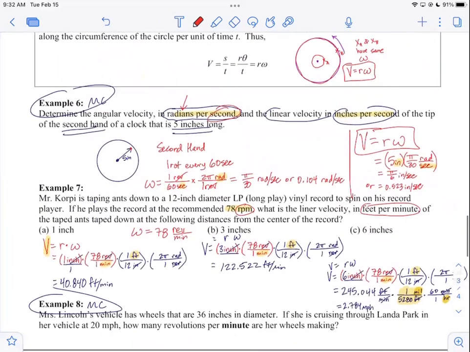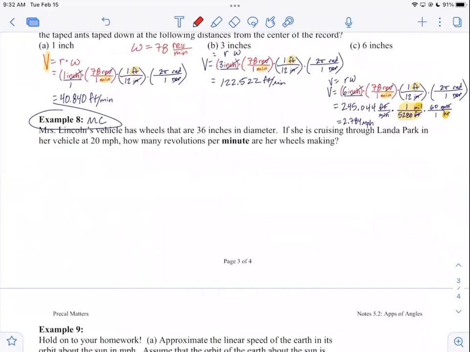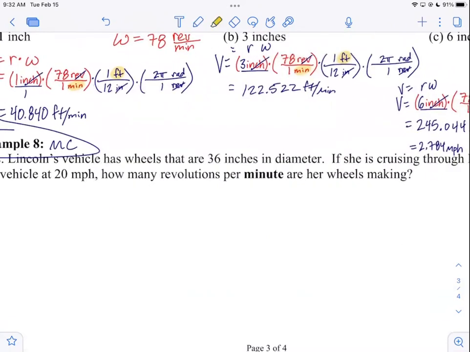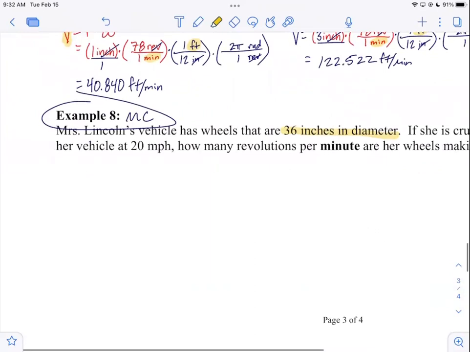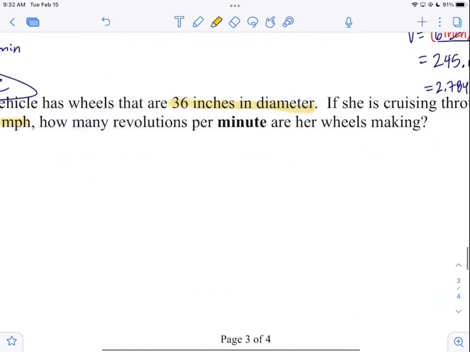All right. Let's go example 8. You're going to like example 8 because it involves Mrs. Lincoln rolling through Landa Park on her 36-inch. Yeah. She drives the speed limit. Okay. Mrs. Lincoln's vehicle has tires that are 36 inches in diameter. Okay. That's the wheel. That's the tire itself. If she's cruising through Landa Park in her vehicle and her speedometer says 20 mph, how many revolutions per minute, that's RPMs, are her tires or wheels making?